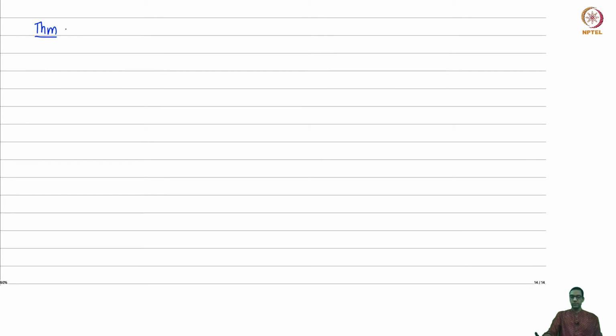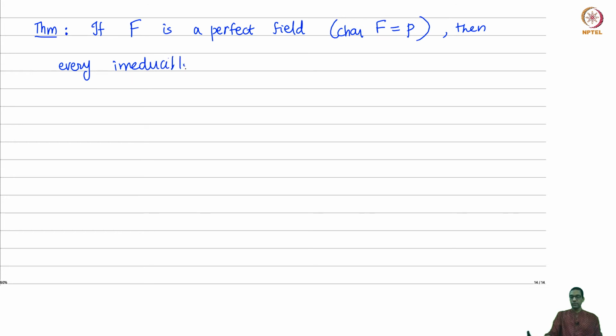That's the little theorem or proposition for us, which is that if F is a perfect field, and let's assume the characteristic is some prime P, then the same fact holds. Then every irreducible is automatically separable. Every irreducible polynomial f in F[x] is necessarily separable. Okay, so let's prove this.